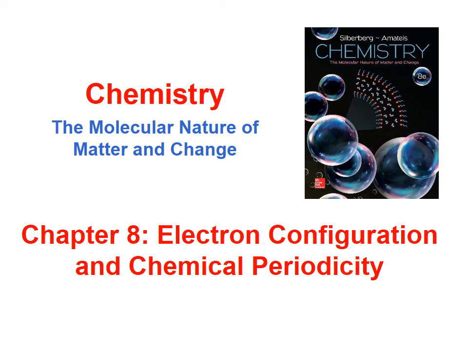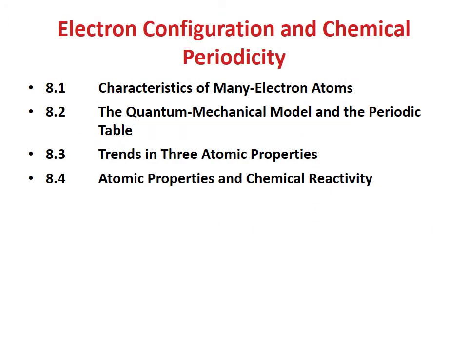Chapter 8 Electron Configuration and the Chemical Periodicity. In this chapter, we'll study characteristics of many electron atoms, the quantum mechanical model and the periodic table, trends in 3 atomic properties, and the chemical reactivity.